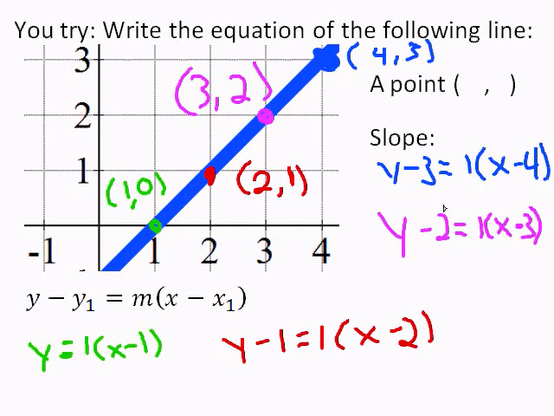We're going to be doing different stuff with these equations later. y minus 2 is another possibility, equals 1 times (x minus 3). y minus 1 equals 1 times (x minus 2). Or y equals 1 times (x minus 1). Any one of these answers, which I've tried to color code for you, is correct.